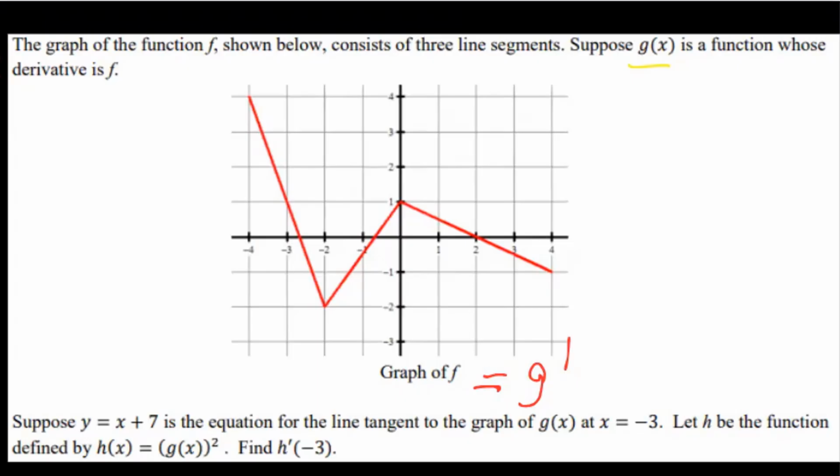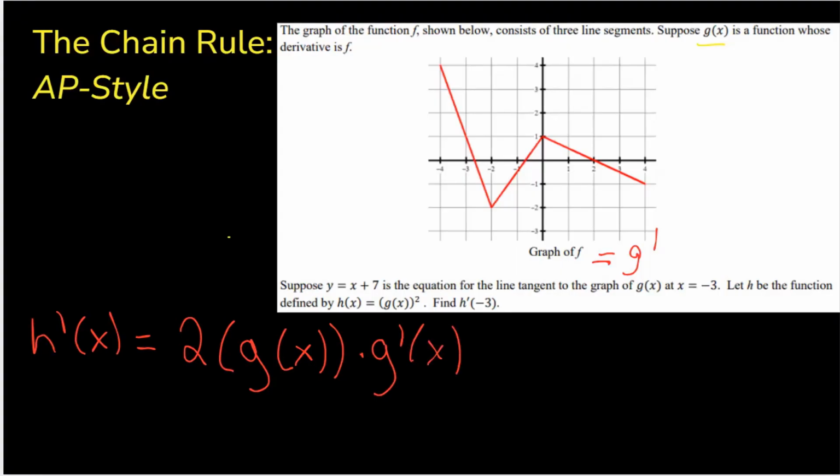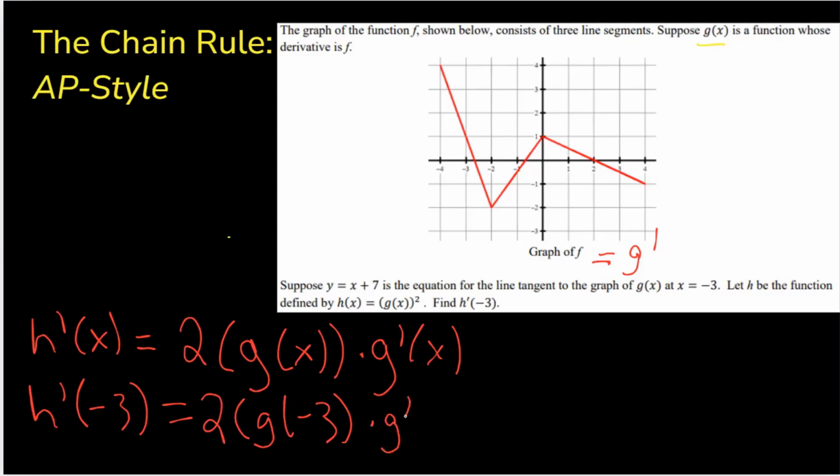Let h be the function defined by h of x equals g of x squared. Find h prime of -3. So h prime, we have to use the chain rule. So the exponent comes down, the inside's still there. The new exponent would just be 1, so we don't have to write that, times the derivative of the inside, which is g prime. Now we want to find h prime of -3. So plugging -3 in, that would be 2 times g of -3 times g prime of -3. So that's going to equal 2 g of -3 right here.